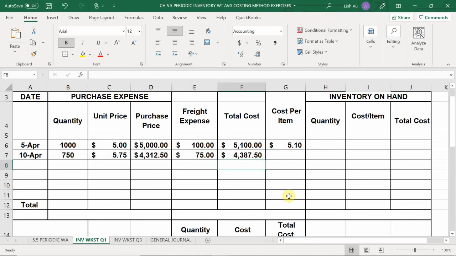Now in this case, this is my second batch of inventory. I am not going to solve for my average cost per item because we don't have our totals yet. I would have to solve for my totals in order to solve for my average cost per item. So I'm going to skip that section and move on to the next scenario.